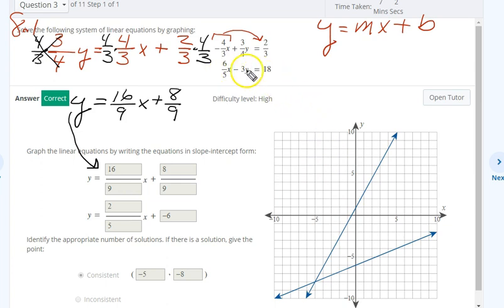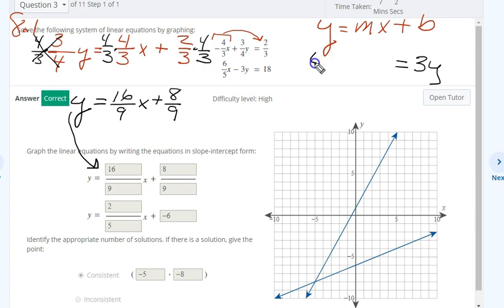Now, we still have this other equation. And let's start to set this one up. Again, we want to put it in the slope-intercept form. Now, here our y value is negative. So I'm going to put that over to the other side here as a positive 3y. Just moving it from one side of the equation to the other.